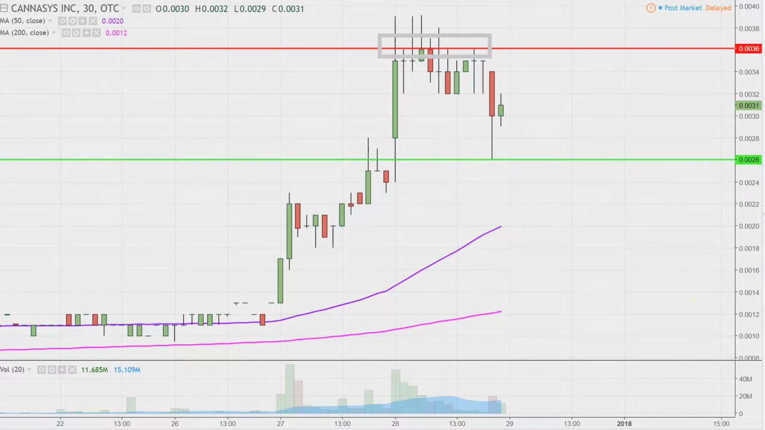Point being though, this really doesn't matter that much, because as long as the price builds higher bases, then eventually the rest of the pieces of the puzzle will fall into place, one of those pieces being this resistance level will be broken. So focus on healthy consolidations, focus on building those higher lows, higher bases, and the rest of the chart will take care of itself.